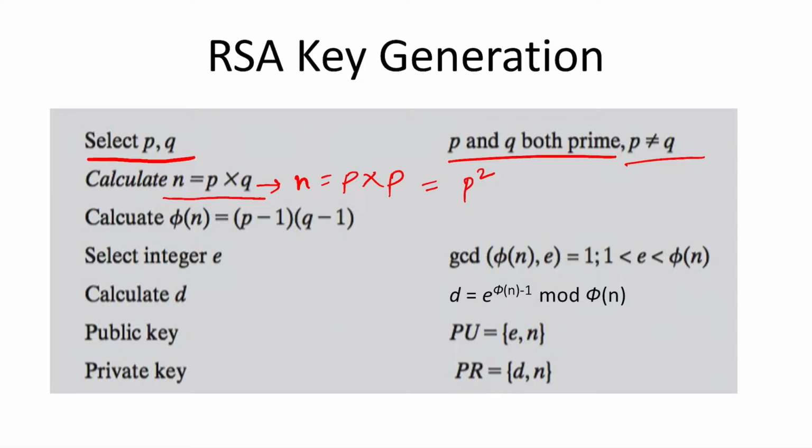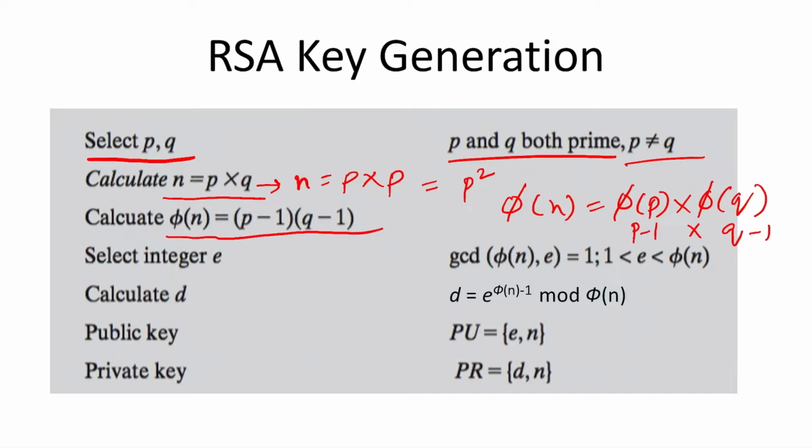So after we have found the modulus n, then we calculate the Euler-Totient function of n. Now note that since n is equal to p into q, we can say that the Euler's Totient function of n is equal to Euler's Totient function of p times Euler's Totient function of q. And since p and q are prime numbers, as we just saw, for prime numbers, the Euler's Totient function is just prime number minus 1. So we could write phi of p as p minus 1 and phi of q as q minus 1. Therefore, Euler's Totient function of n is just equal to p minus 1 into q minus 1.